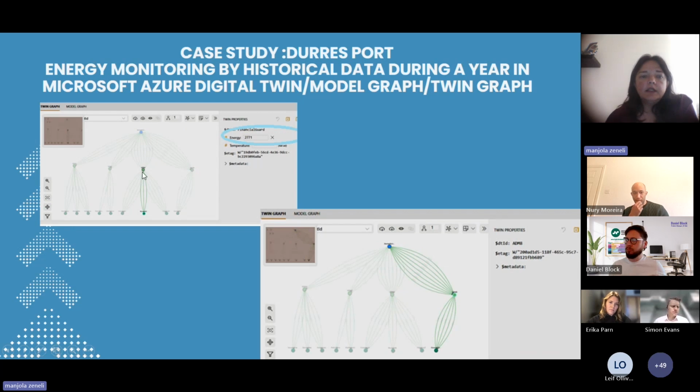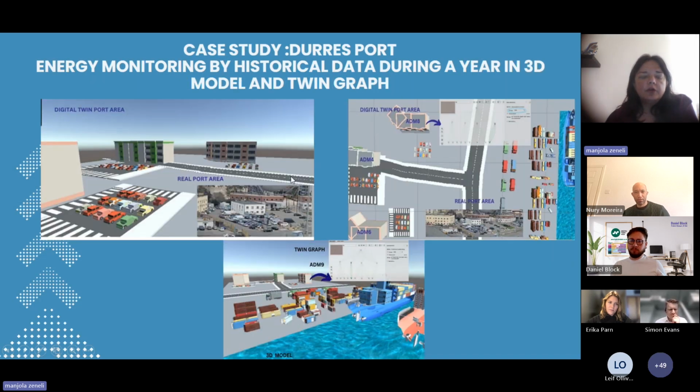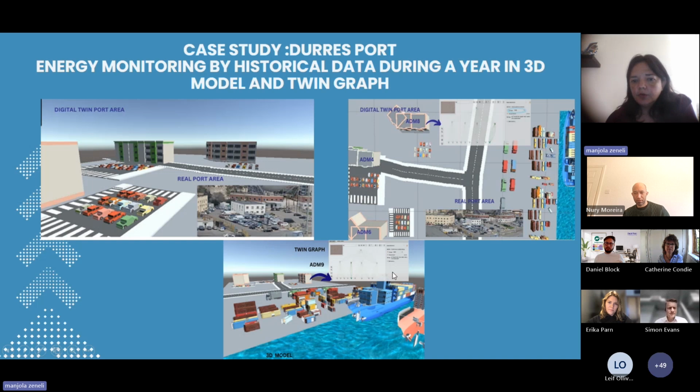If we click on each one of these, we see the energy that is consumed for one year by the different buildings or sub-buildings, if we know. Here are the views. In this one, we have shown the energy consumption. In this view, we have shown the name of the building that we are searching information for. Also, we have a view of the 3D model of the port, the real view of the port, the 3D model and twin graph, and the 3D model and model graph that are extracted from the Microsoft Azure Digital Twin platform.